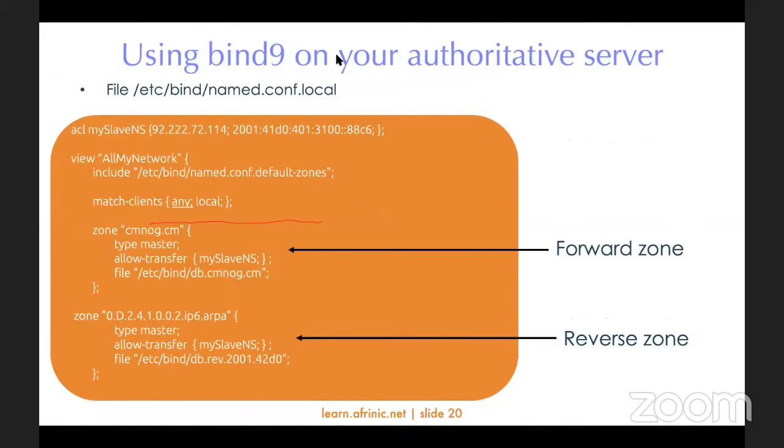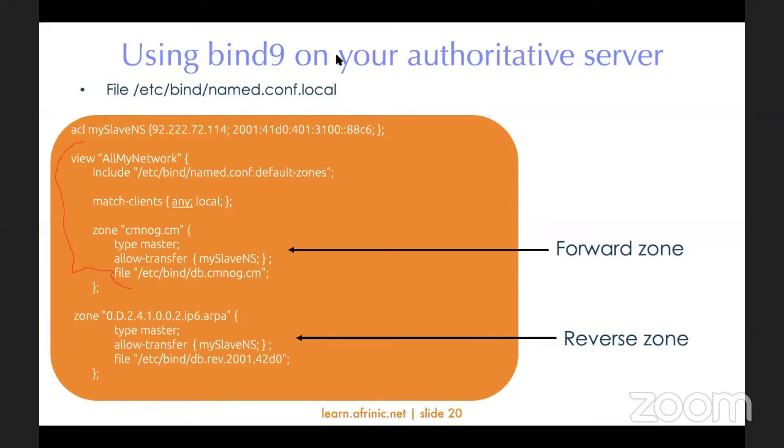Let's have a quick look at bind9. With bind9, usually you have your ACL where you put the name of your slave. In this example, we have the ACL with the IPv4 address of the slave and also its IPv6 address. You have your view. In your view, you'll include the default zone.